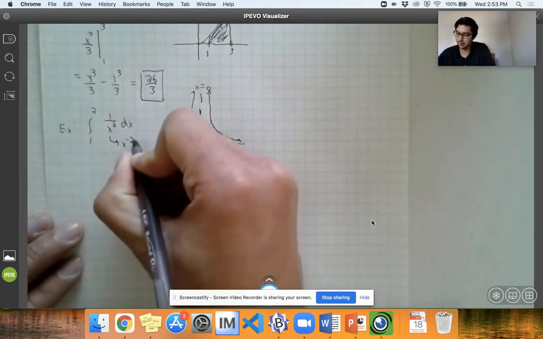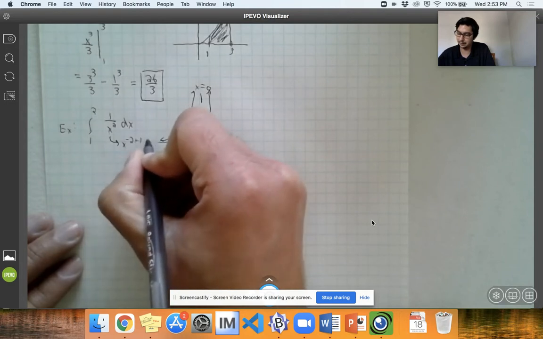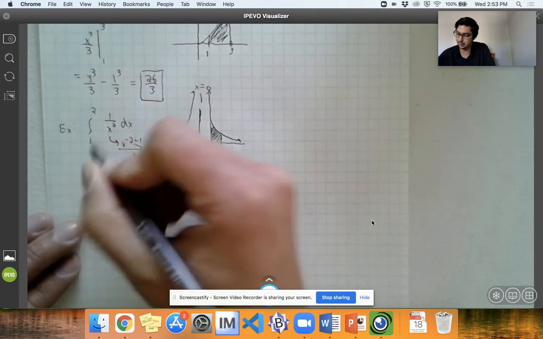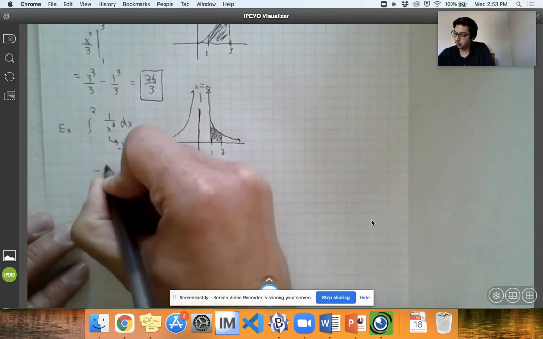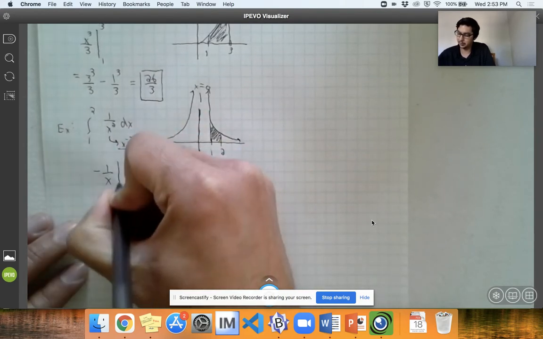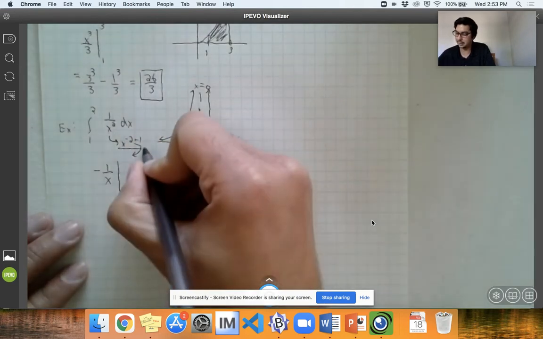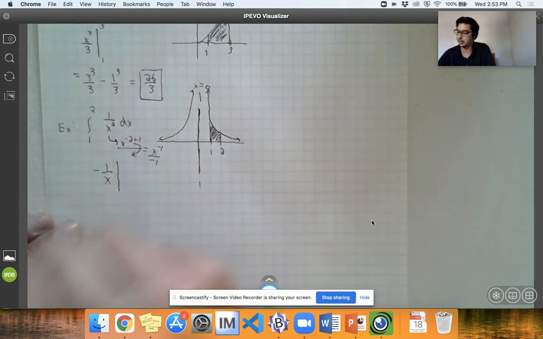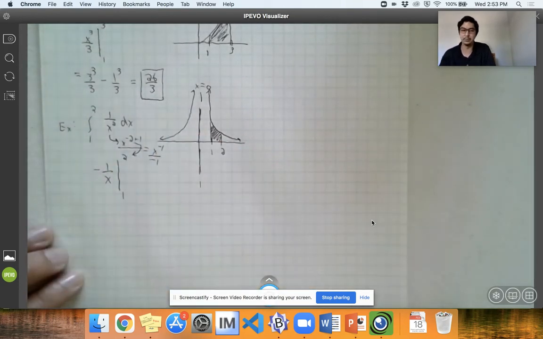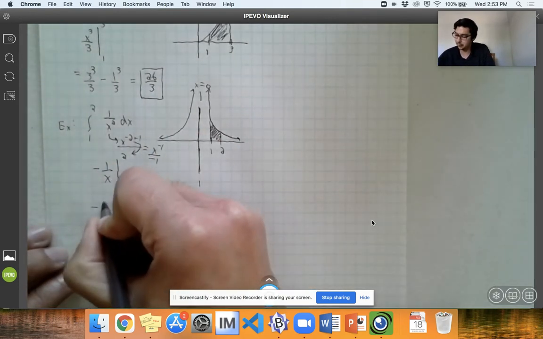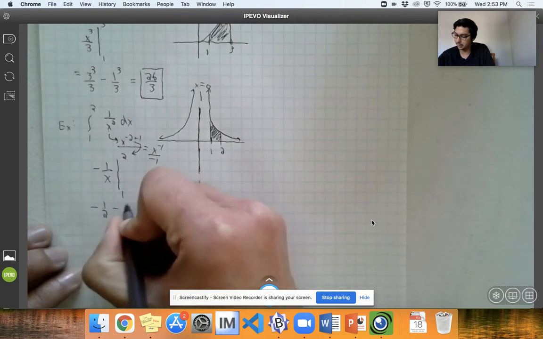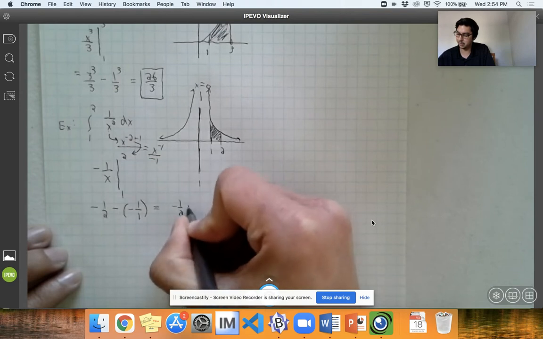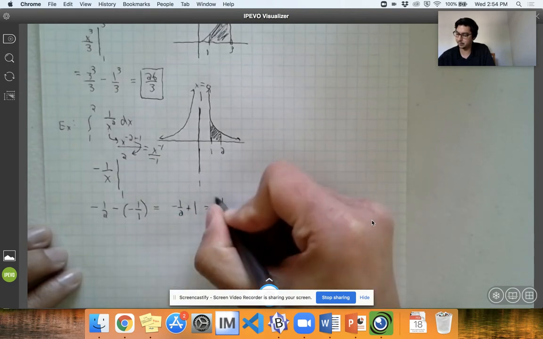So my antiderivative there is, if I add 1, I'll get negative 1, and divide by that entire amount. So I'm going to get negative 1 over x as the antiderivative, because that's going to give you x to the negative 1 over negative 1. From 1 to 2, if you evaluate that, you'll have negative 1/2 minus negative 1 over 1, which gives you negative 1/2 plus 1, which is 1/2.